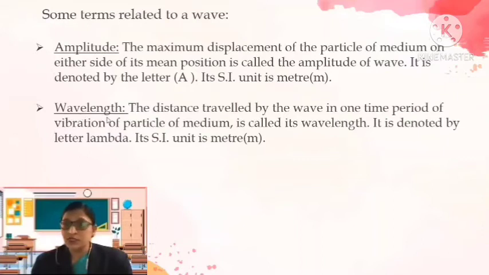Here we come next to wavelength. The distance traveled by the wave in one time period of vibration of particles of the medium is called the wavelength of that sound. And wavelength is denoted by the Greek symbol lambda. Its SI unit is meter. Since this is a length, it is also measured with the help of the unit meter.